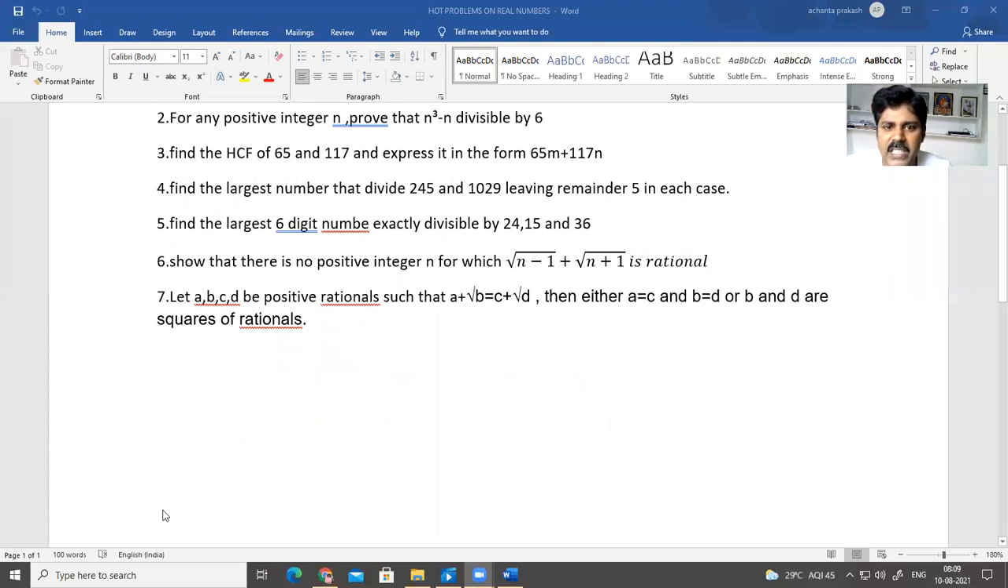Find the HCF of 65 and 117 and express it in the form of 65m plus 117n. Has anybody tried this? I'm asking again, has anybody tried this? Are you trying now? At least those who started trying now.